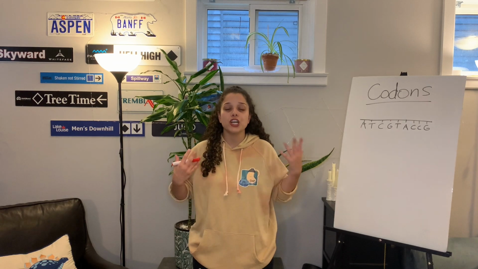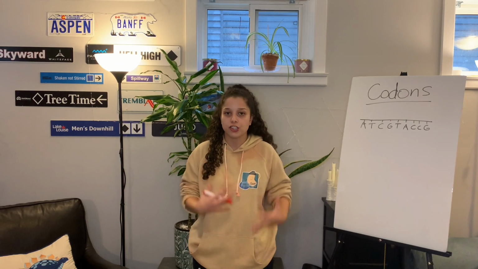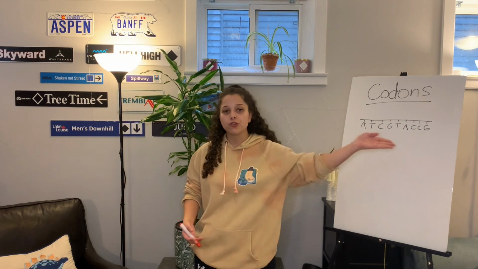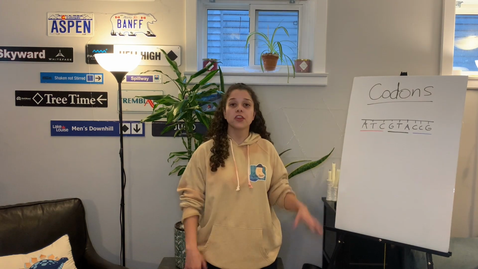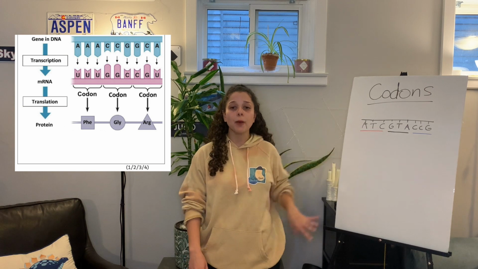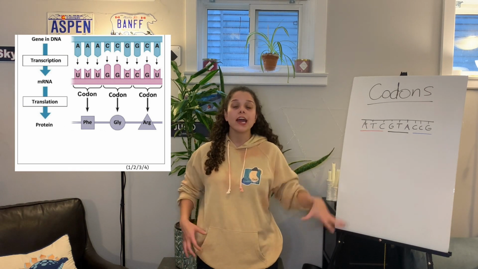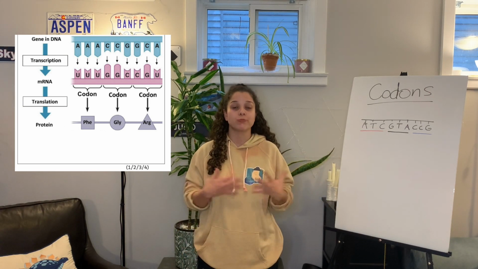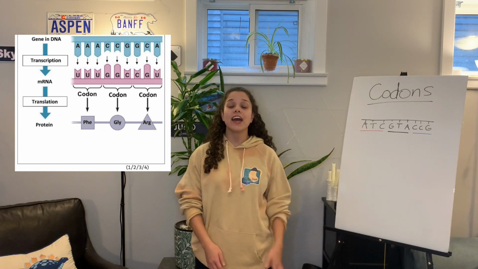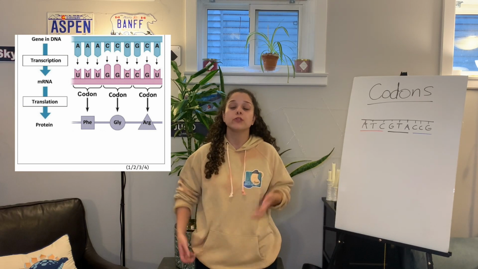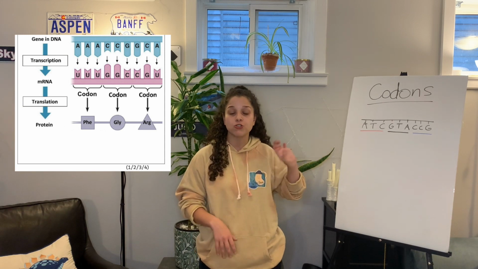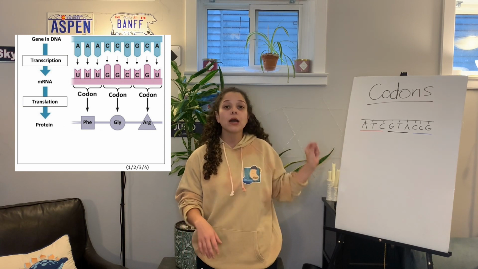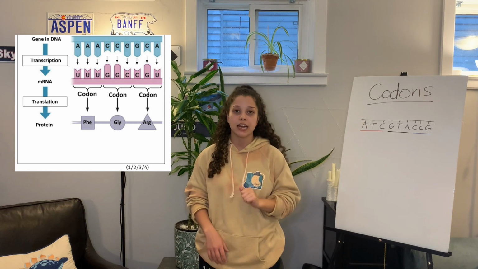Codons are essentially a unit of 3 nitrogenous bases. So in this string of DNA here, there are 3 codons present. The polymerase is going to read this and copy it into mRNA, and that mRNA is then going to be translated into a protein. And as it translates it into a protein, it reads each codon. So it doesn't look at what each individual nucleotide is, it looks at what the set of 3 nucleotides are.